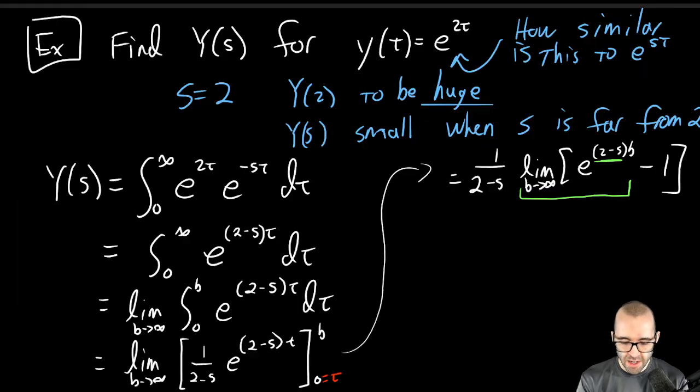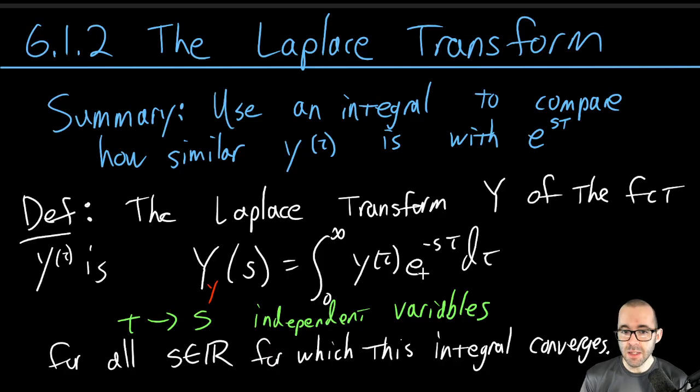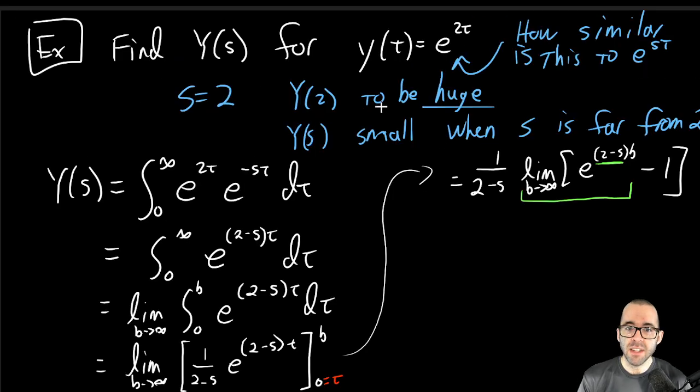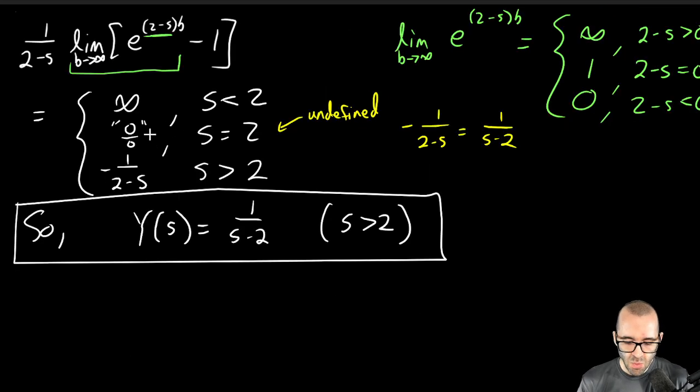Everything else, it's not defined. And we said the Laplace transform is equal to this, but only for the s that make the integral converge. And we said we had this expectation. We expected y of 2 to be huge. And sure enough, y of 2 is infinity. Y of 2 is undefined.